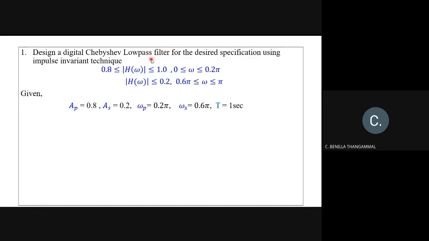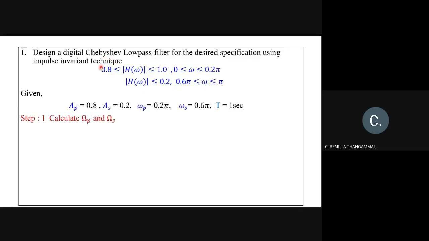So your AP is going to be 0.8, AS is going to be 0.2, omega P is 0.2 pi and omega S is 0.65 pi. And since they didn't give anything about your T, you can consider your T as 1 sec. And here they ask you to design a Chebyshev low pass filter using the impulse invariant technique.